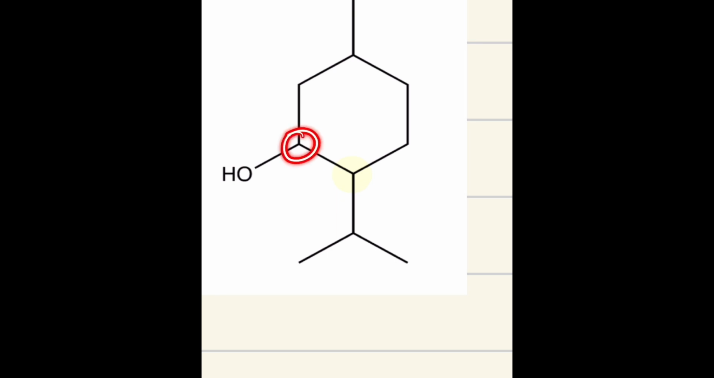What about this one? We have this attached to it, this attached to it, the hydroxyl group, and the invisible hydrogen. It's sp3. That's 4 different things. Chiral.